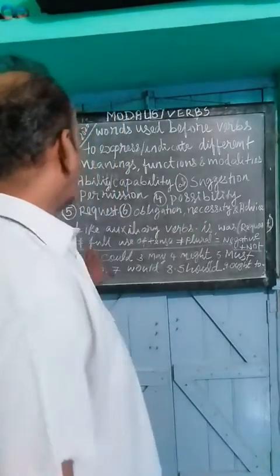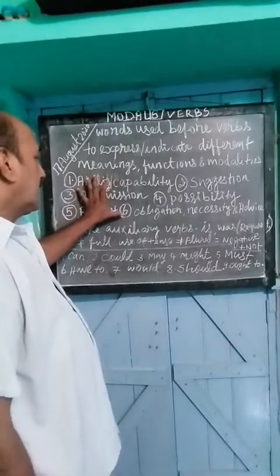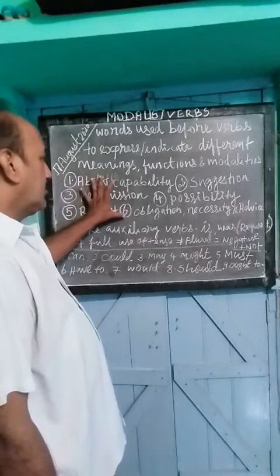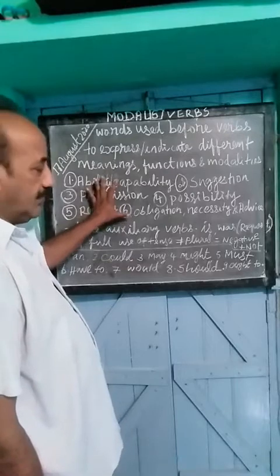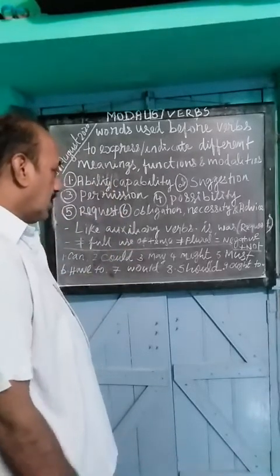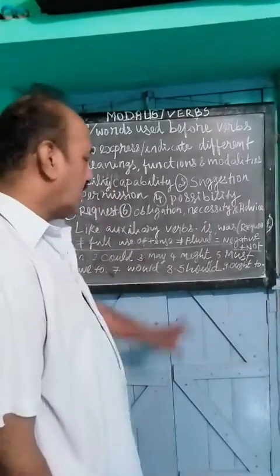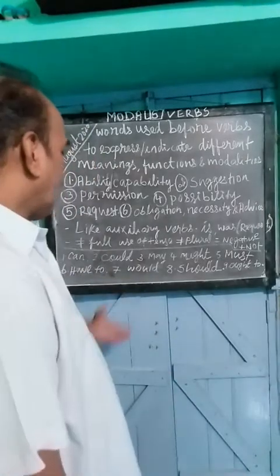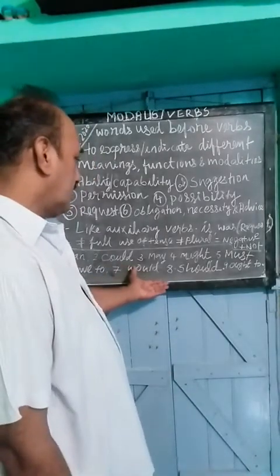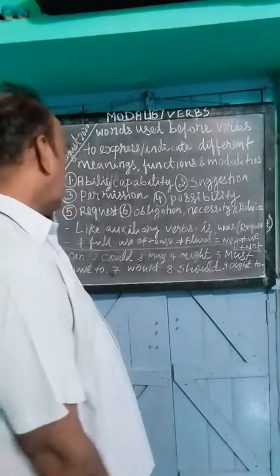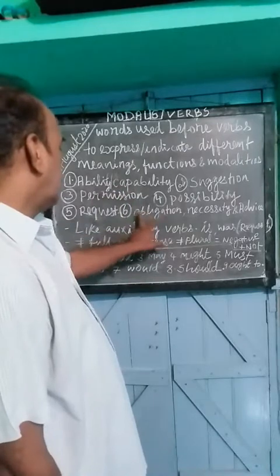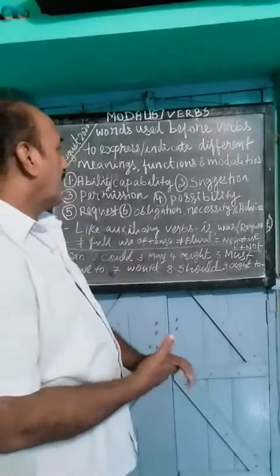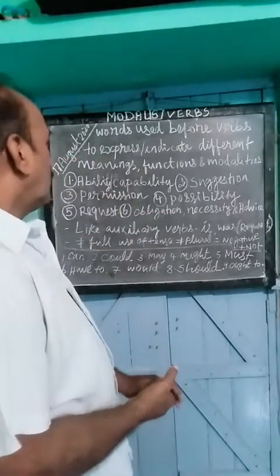So, in 6 types, 6 functions you can say, these words are used. The words used are here, they are 9 in your book, the modals. What are the functions they are used or applied for? These 6 functions. Okay. So let's go to the meaning again.